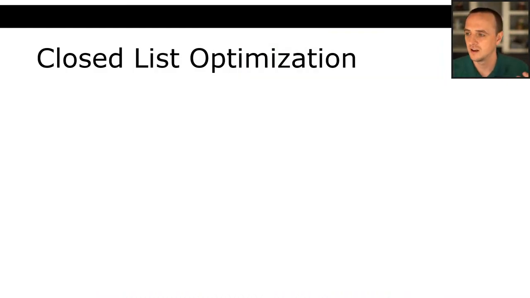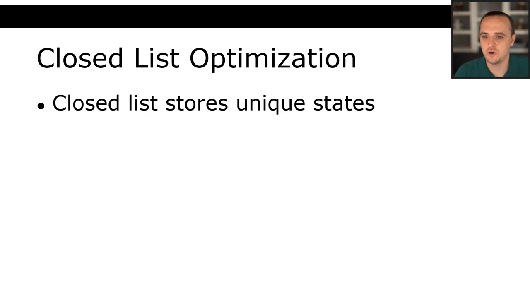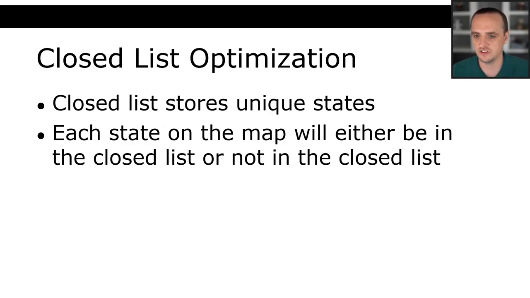Okay. Optimization number 3, a closed list optimization. If you think about it, your closed list is going to store unique states because once you visit a state, you add it to the closed list, and you'll never visit that state again, so you'll never add it to the closed list again. So the uniqueness of existence in the closed list means you can do a really cool optimization with the closed list. Each state on the map will either be in the closed list or not in the closed list.